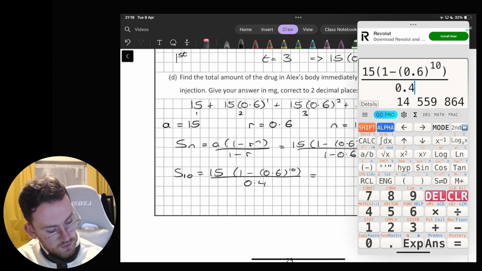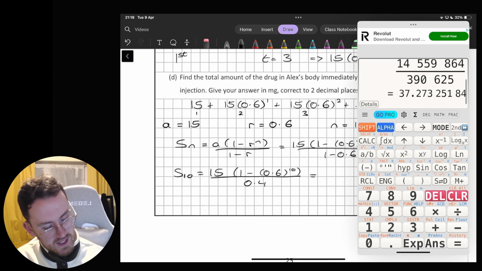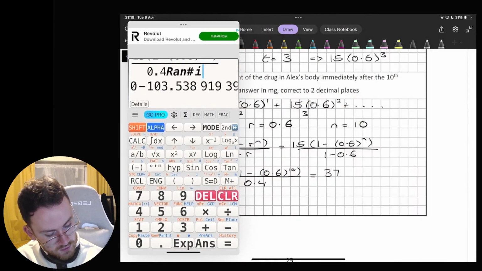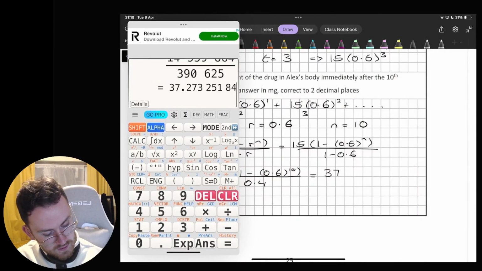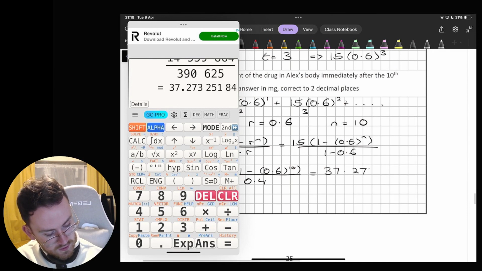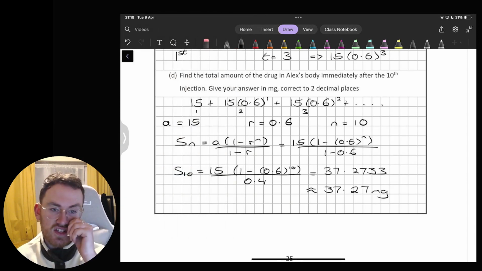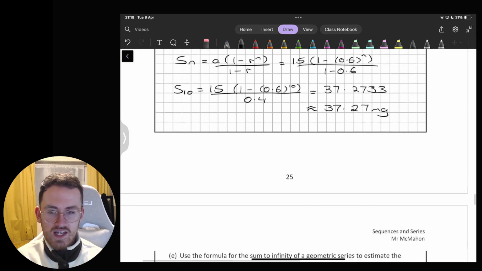There, 0.4, and that's going to give me an answer of 37.2733, which to 2 decimal places is 37.27 milligrams of the drug. So after 10 injections, he should have approximately 37.27 milligrams, bearing in mind that the drug is wearing away after a certain length of time. He has very little left from the very first injection by the time we reach the 10th injection.